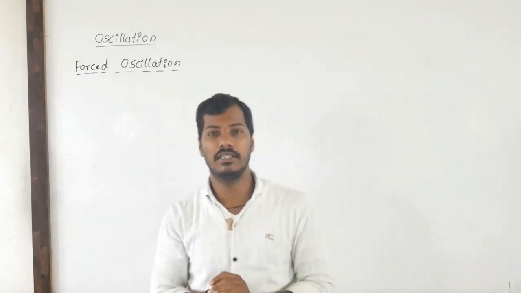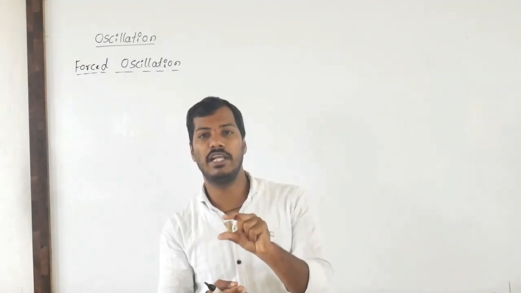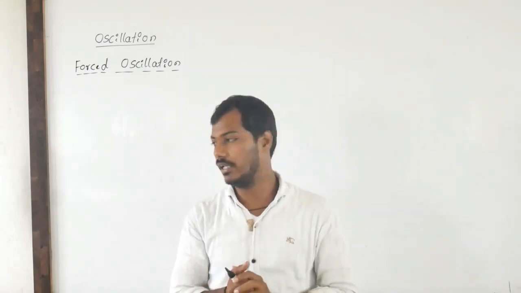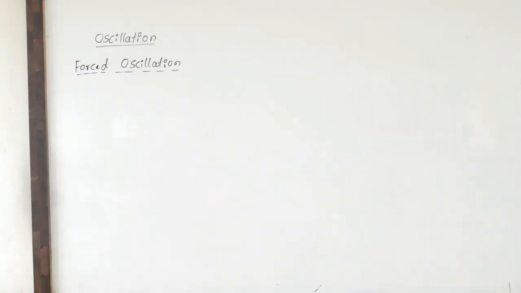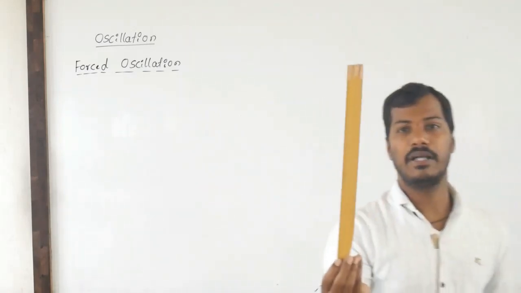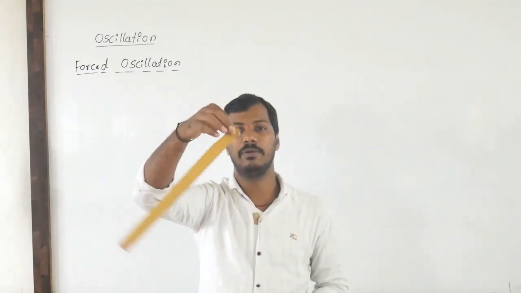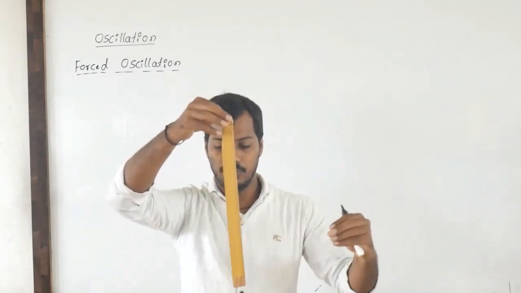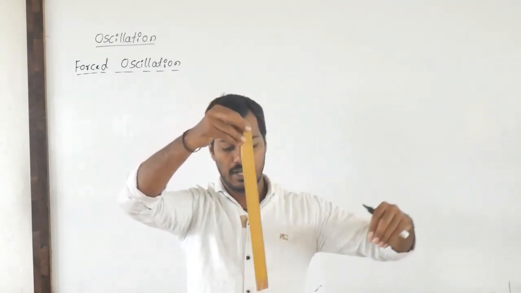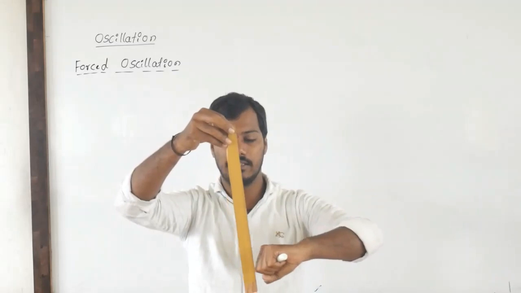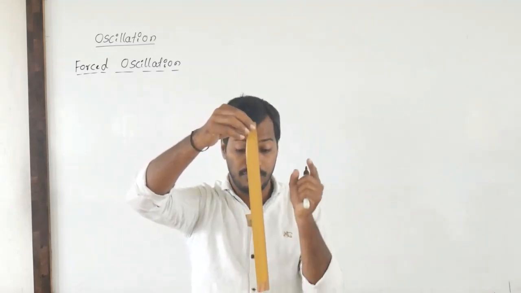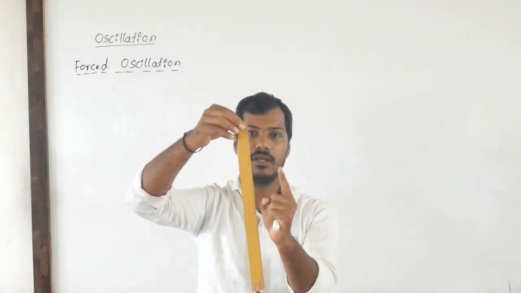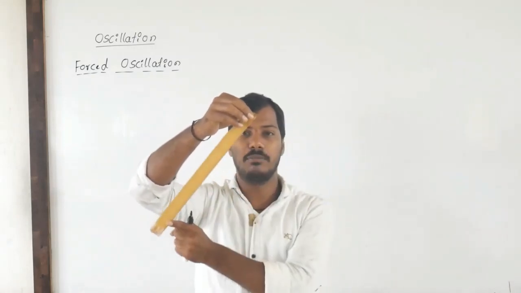Forced oscillation means the body starts to oscillate by applying a certain force continuously. I'll take one body here, like a pendulum that is continuously oscillating. When you apply a certain force on this body like this, it starts to oscillate. If the force is applied only once, one time, it means what?